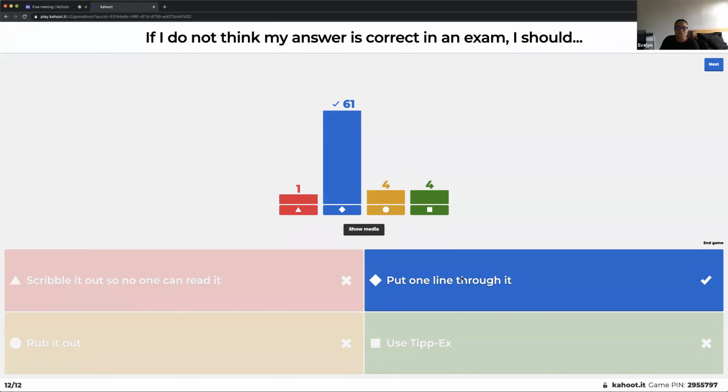Now this one, put one line through it. You scribble it out, they can't read it, you can't get marks. You rub it out, again, it's gone. You can't read it, you can't get marks, yeah? You shouldn't even have Tipex in an exam, let alone be using it. So the answer is put one line through your work.